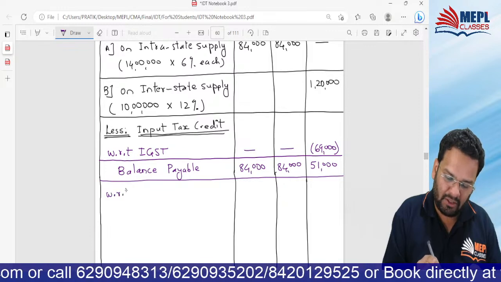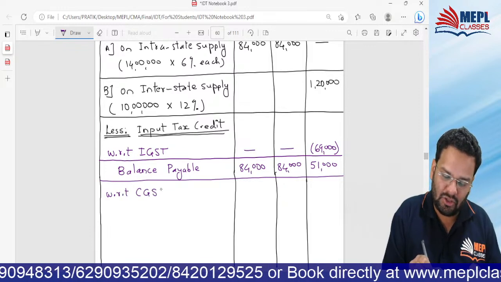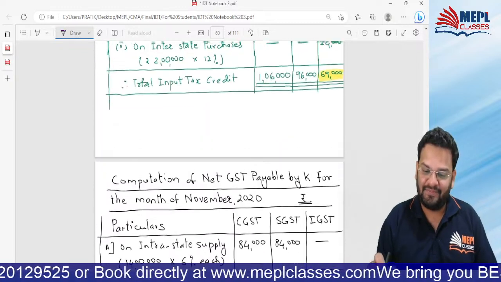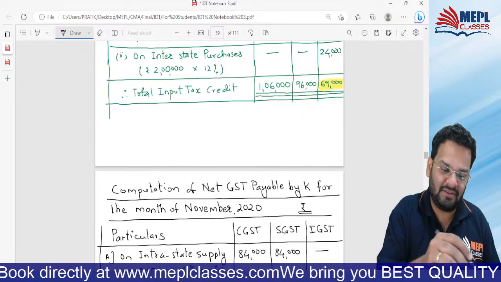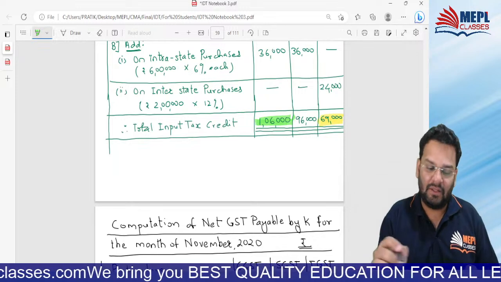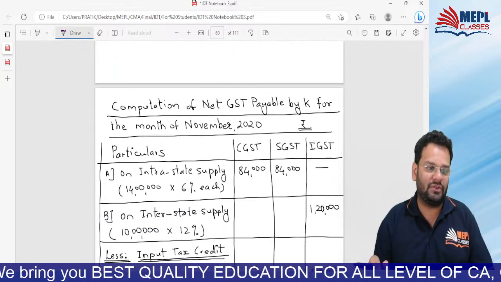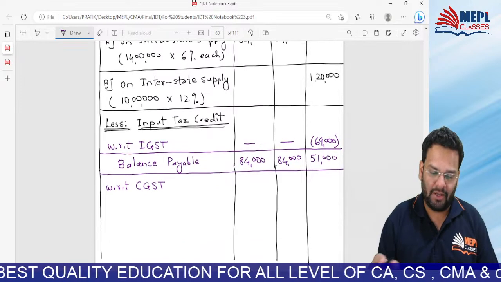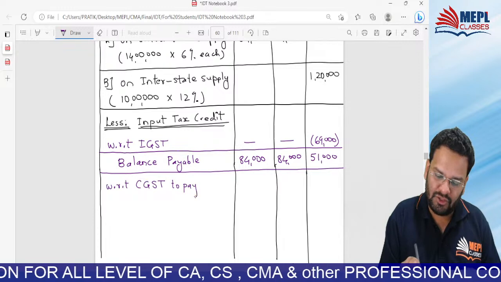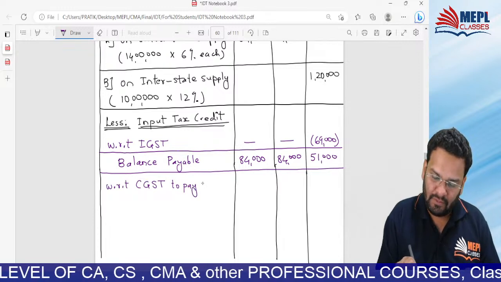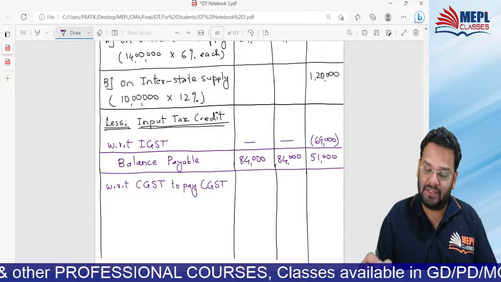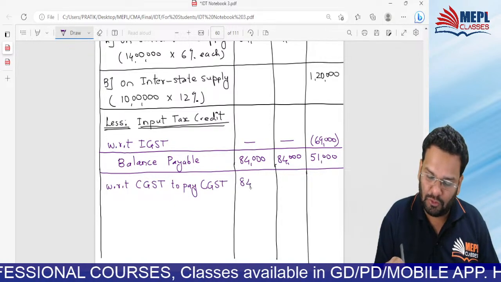Now, you will touch ITC of CGST. What is the ITC of CGST? ITC of CGST is 1,06,000. Now take that 1,06,000 and use it. Okay. With respect to CGST, to pay, first you will use to pay CGST. So how much you are using to pay CGST? Complete 84,000.